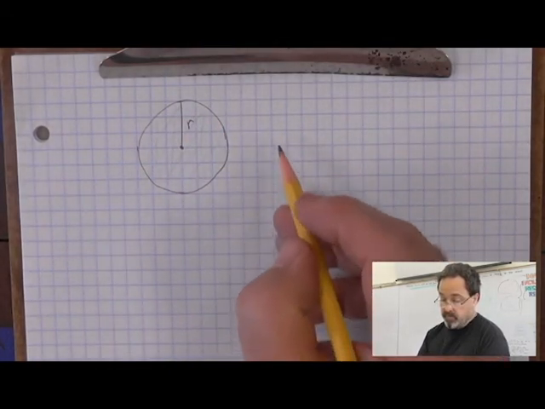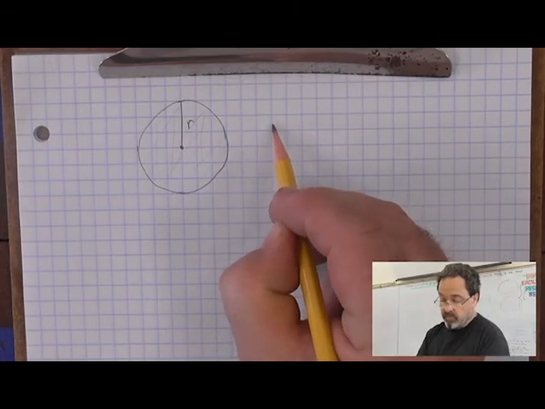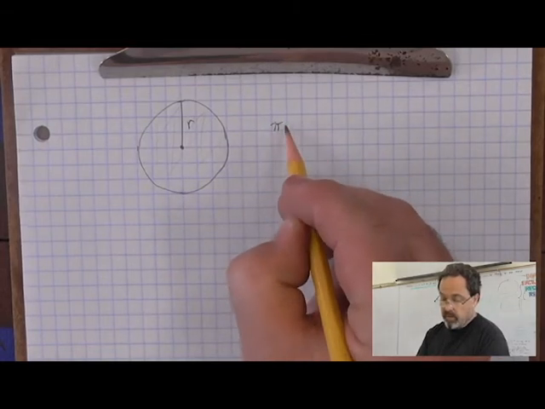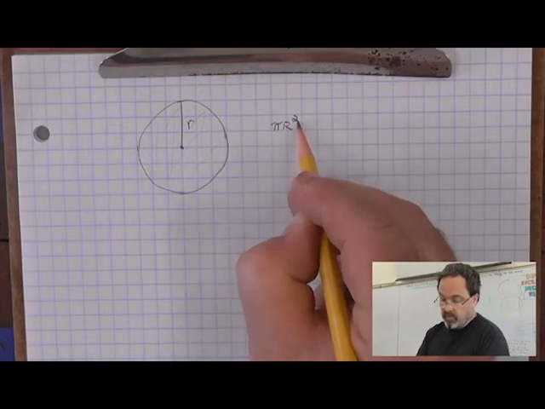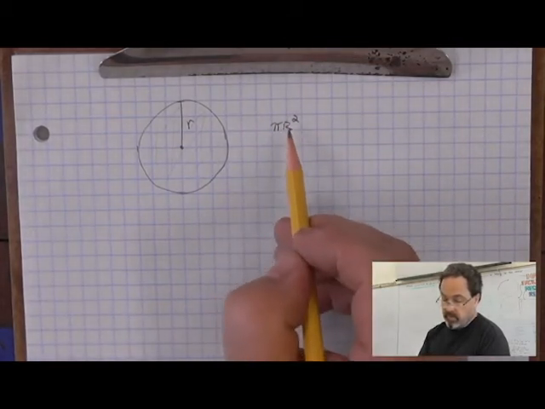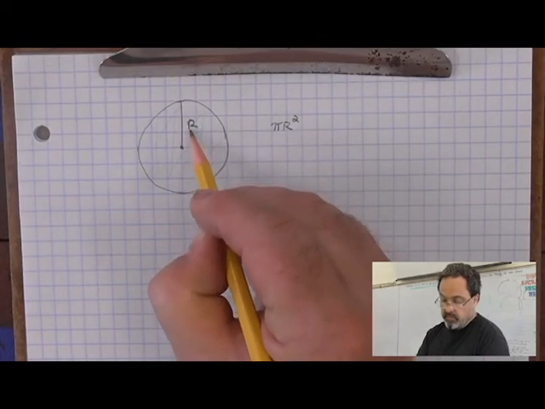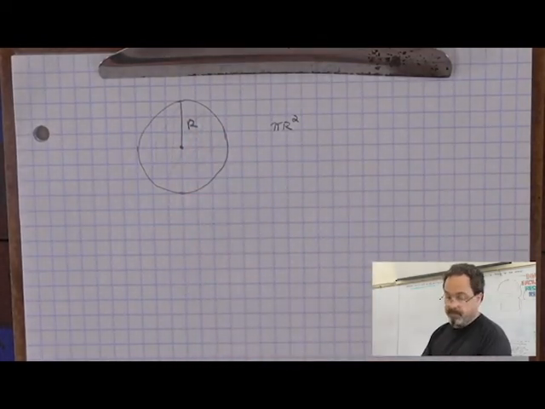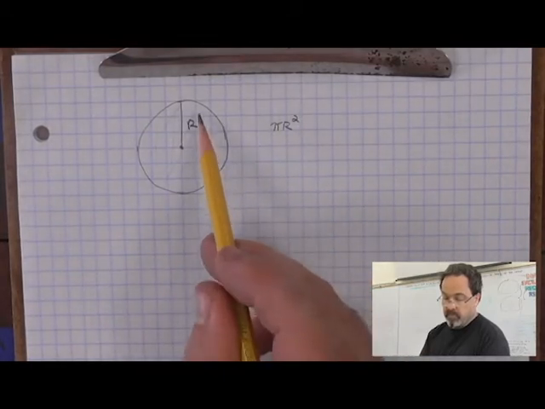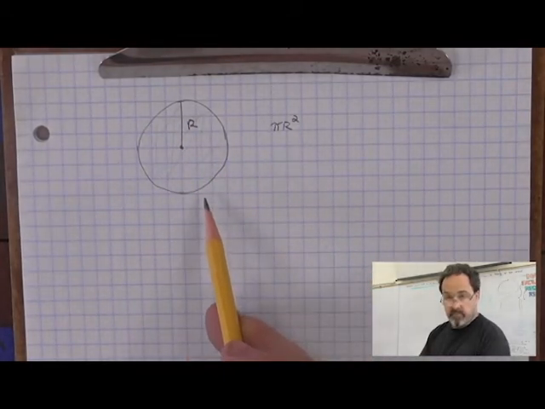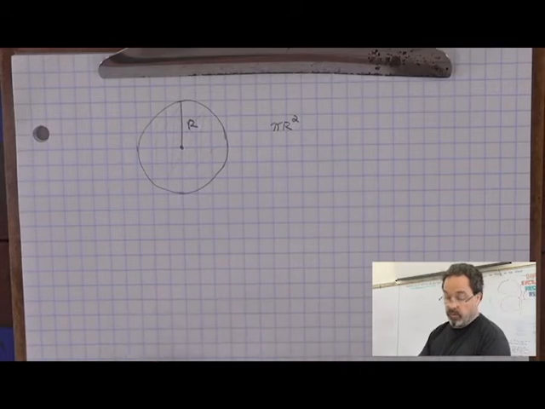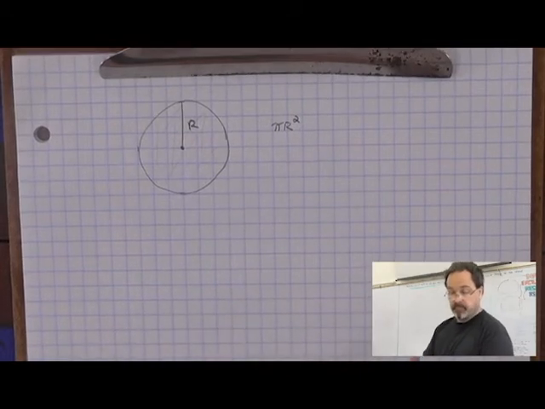I could write an expression for the area of this circle. The area of the disk is pi times r squared. I capitalized R here, so I should keep the symbol the same and change that to a capital R. Pi R squared is the area of this disk. We could take this further.